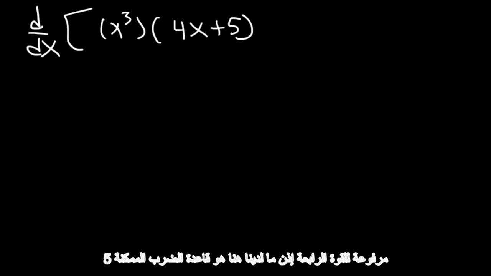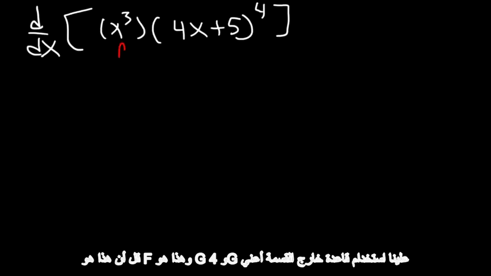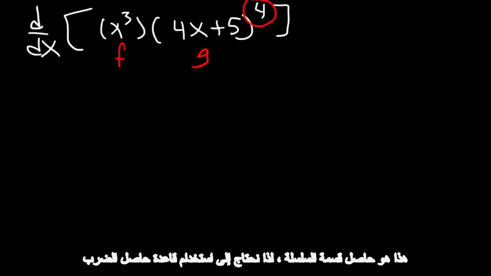Here's the next problem. Find the derivative of x cubed times 4x plus 5 raised to the 4th power. So what we have here is a product rule. We could say that this is f and this is g. And for g, we have to use the quotient rule. I mean, not the quotient rule, but the chain rule.